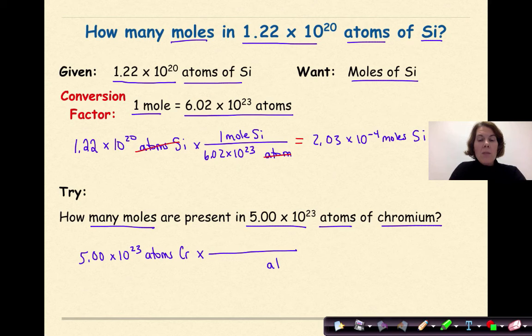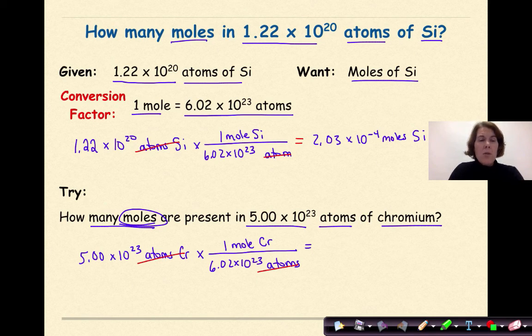I have atoms on the bottom. I want moles, so 1 mole of Cr on the top. I know that there's 6.02 times 10 to the 23rd atoms in 1 mole of anything. The next thing I want to do is make sure that my units cancel. So atoms of chromium cancels atoms of chromium. I'm left with moles of chromium.